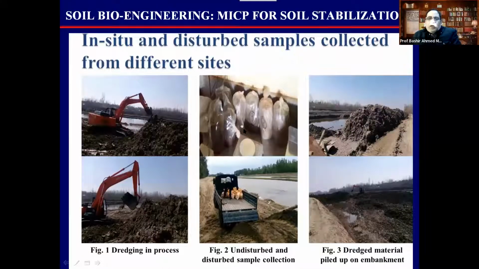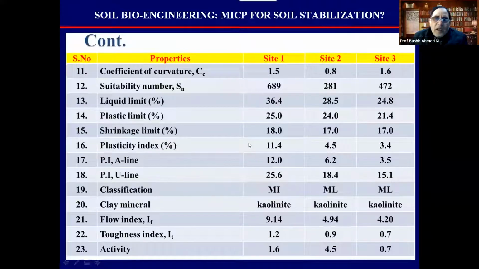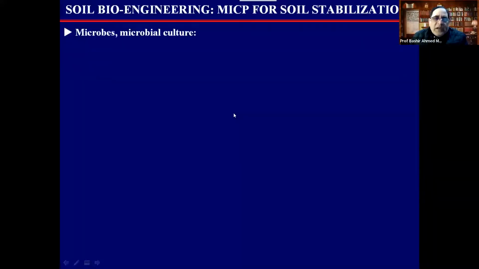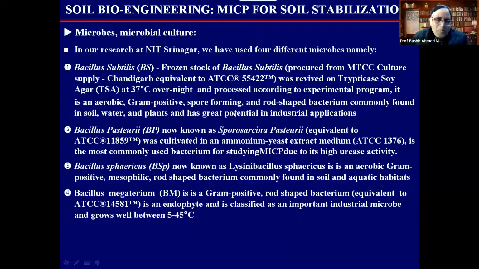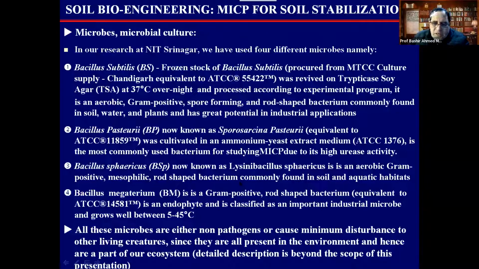These are the basic properties of the untreated soil samples, and this soil is actually the weakest compared to the other two. This soil sample site has been taken for the improvement, and accordingly, these are the basic properties. Then the bacteria we have chosen, these are the 4 types. Actually, it is difficult to even pronounce them, but my student has worked very hard. These 4 microbes have been chosen for our research work. All these microbes are either non-pathogenic, cause minimum disturbance to other living creatures, since they are all present in the environment and hence are part of our ecosystem.